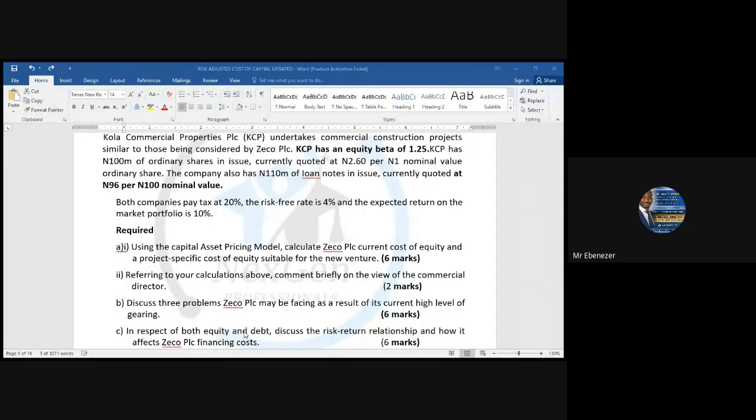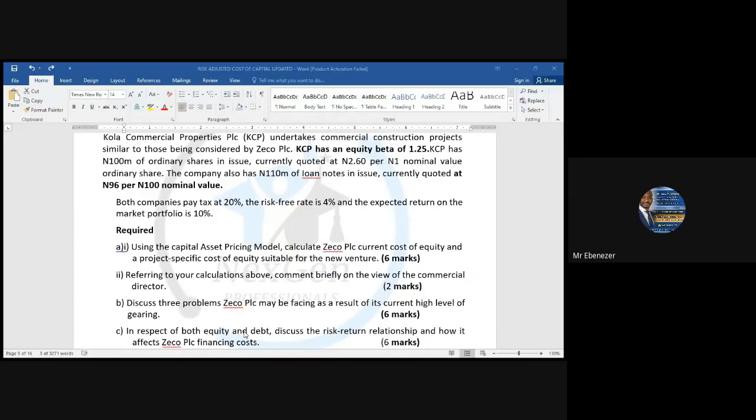Class, we've analyzed that a project-specific cost of equity will be suitable because it actually includes the risk. It has considered the risk of the new business, while the other did not actually consider that. Right. So that's it, 2 marks.